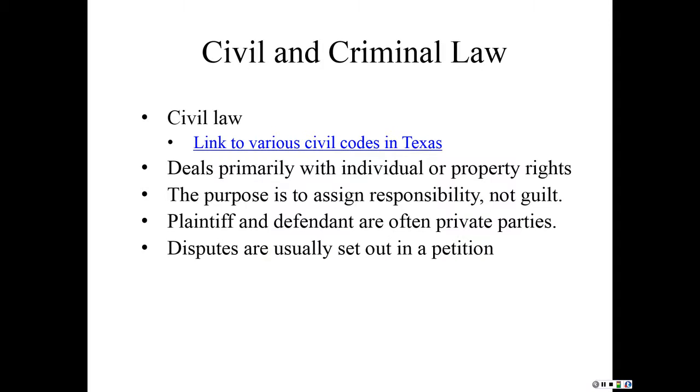Disputes are usually set out in a petition. This is just you presenting what you consider the facts of the case. It shows how you have been harmed. Now remember, harm does not have to be physical harm.